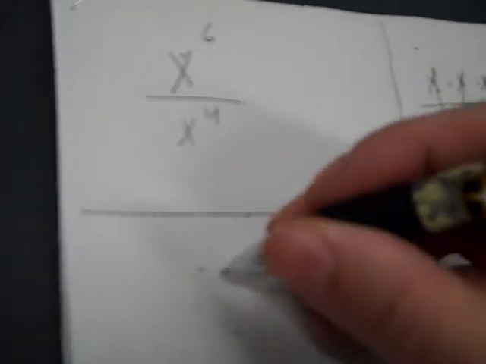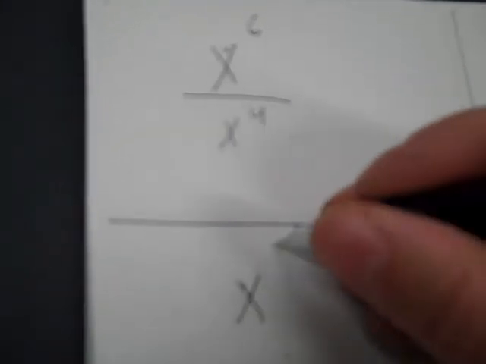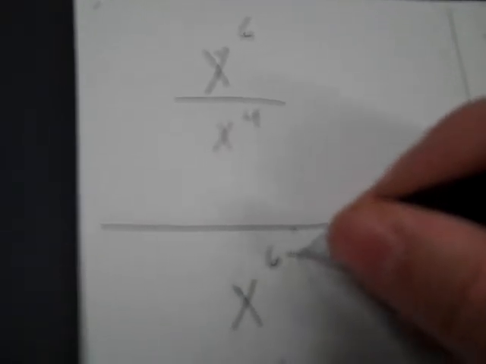Now, I don't want to do that on every problem, so the way to do it is write x down, and we have a 6. Now, it's division. One's on top, one's on bottom. So instead of plus, you're going to minus, okay? And 6 minus 4 is 2. So that's the quick way to get the x to the 2nd.